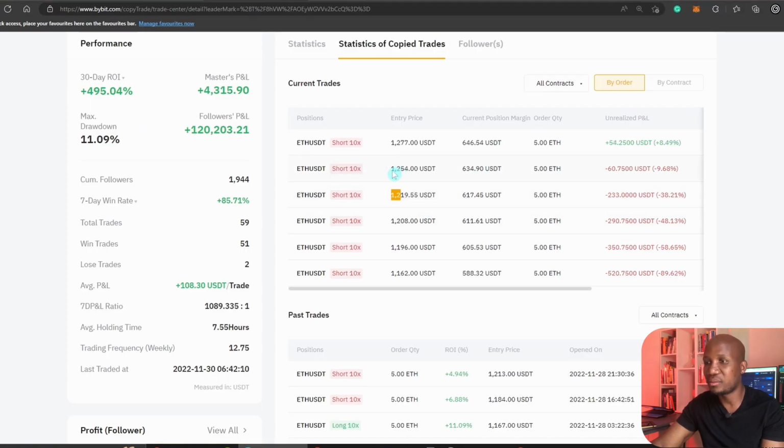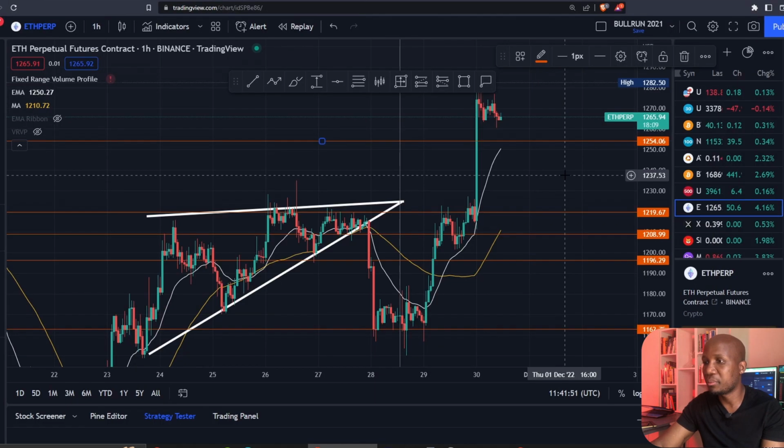The next price is 1,254. The next price is 1,277.